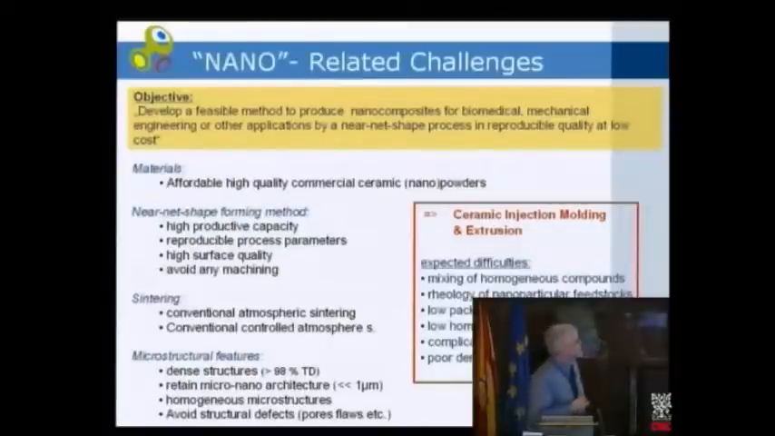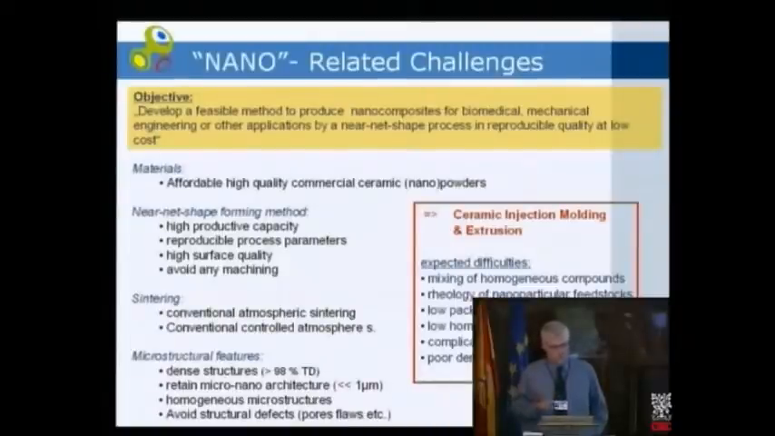So what we can do is choose ceramic injection molding and extrusion. And of course, we can expect some difficulties, as always, when we treat nano powders. We can expect that mixing of homogeneous compounds will be quite difficult. The rheology of these nanoparticular feedstocks will be quite particular. And we can expect a lower packing density in the green parts than in case of microcomposites.